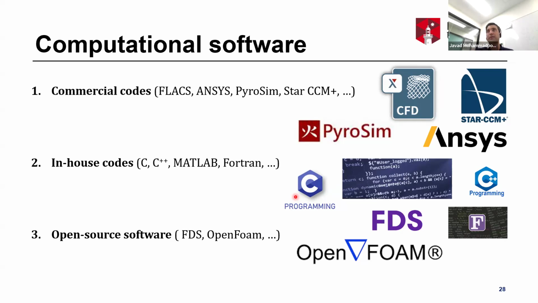And the third one is the open source software. It's like FDS, Fire Dynamics Simulator, or OpenFOAM. They are free, and you don't need to buy any license, so you can use them, but they need some scripting and some coding.